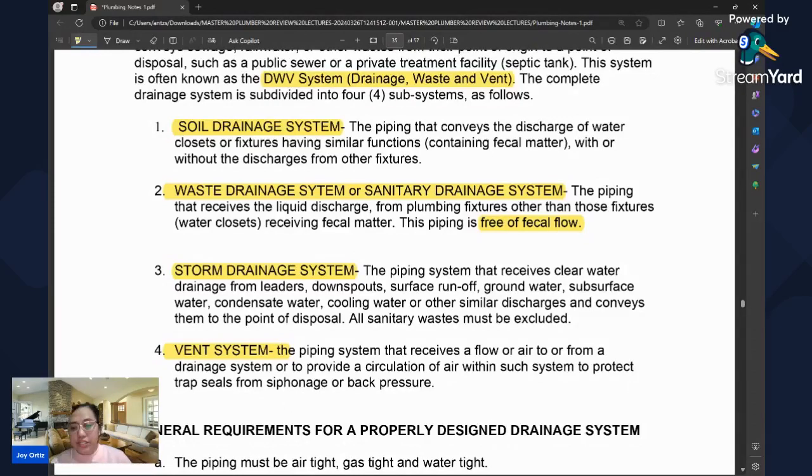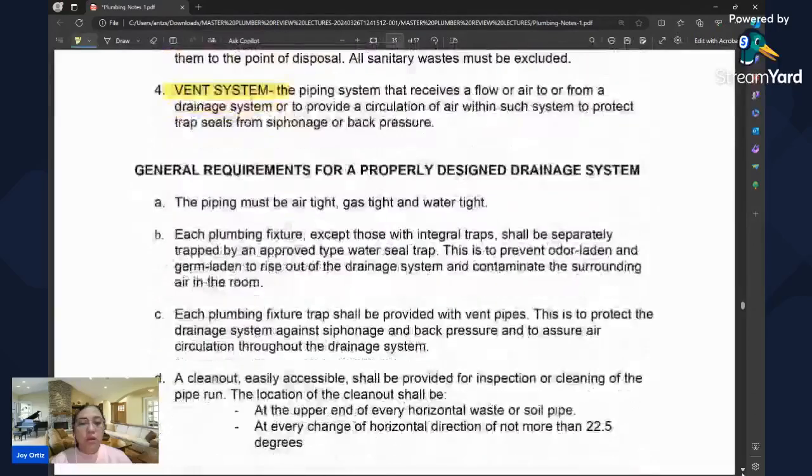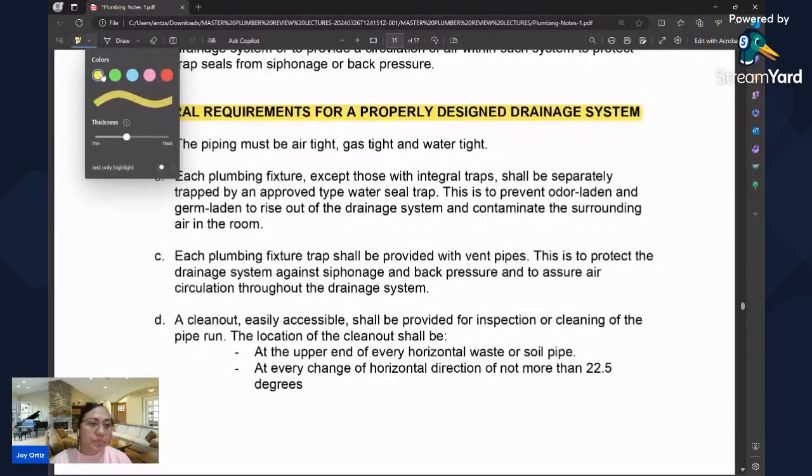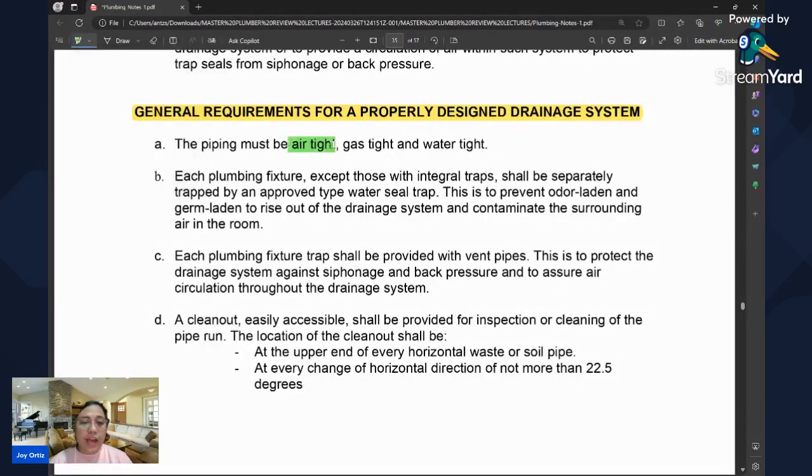Here are the general requirements for a properly designed drainage system. The piping must be airtight, gas-tight, and watertight. Let's just remember this. It should be airtight, gas-tight, and watertight.